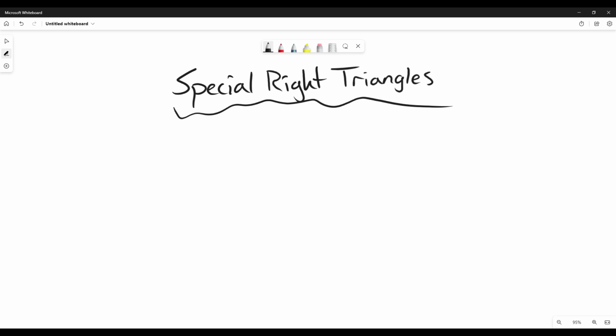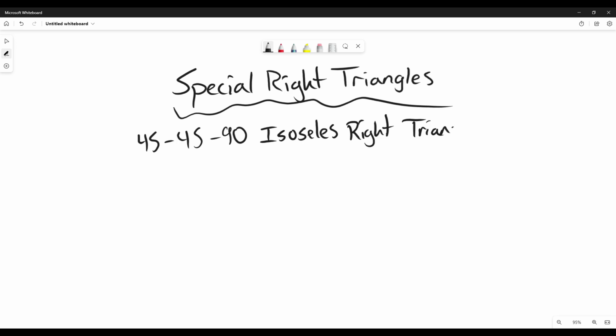So today we're going to be looking at what's called the 45, 45, 90 isosceles right triangle. It's going to be really funny if I misspelled isosceles, but it's fine.